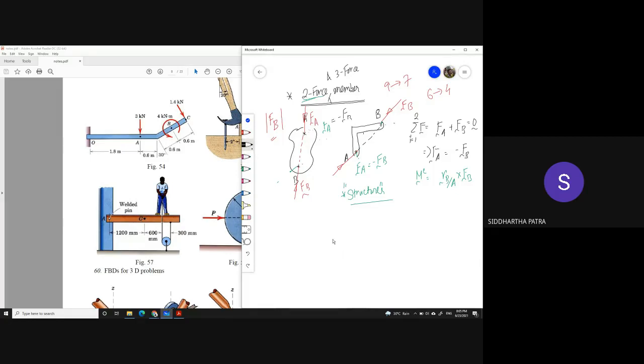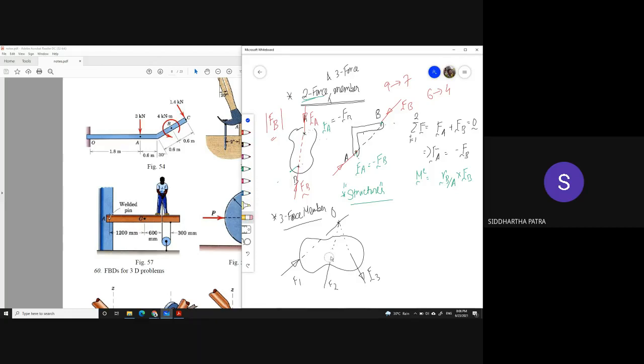But when it comes to a 3 force member, the only idea that we have, from whatever I said earlier, is that if two forces are intersecting, or their extended lines of action are intersecting at a certain point, maybe even outside of the geometry, then the third force must also pass through the same location. That is the only way it is going to give you equilibrium.